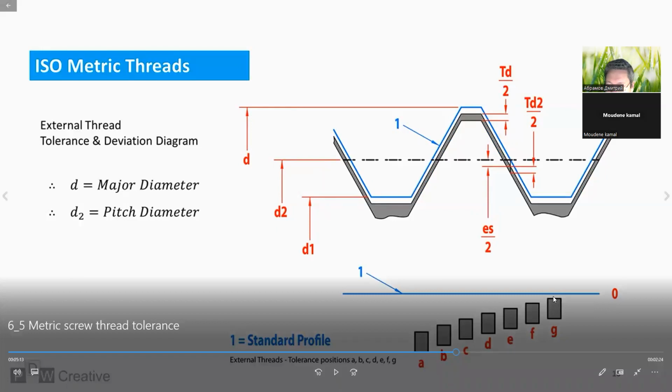It's the smallest deviation, this distance between the zero line and the tolerance field of the bolt, and the biggest deviation has fundamental deviation A. So it's the biggest distance between the zero line and the tolerance field of the bolt.